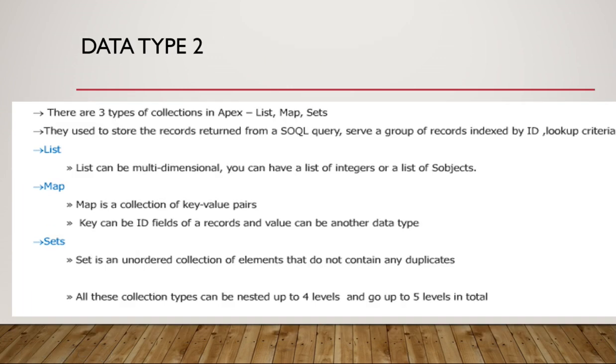Now when we look at collections, the interviewer can ask what the types of collection are. You will say list, map and set. So what is a list? It's ordered and can be multi-dimensional. A map is a key-value pair, and a set is an unordered collection that cannot contain any duplicates. Collection types can be nested up to 4 levels and max 5.